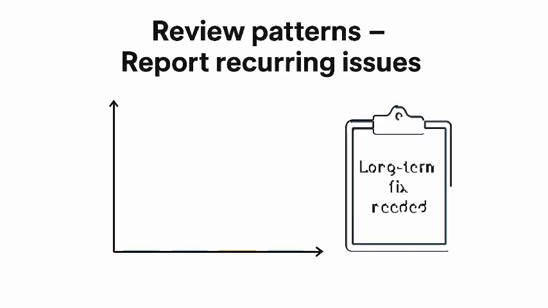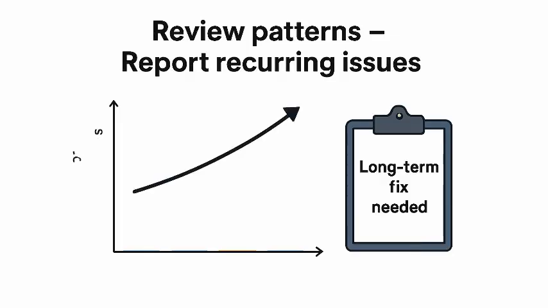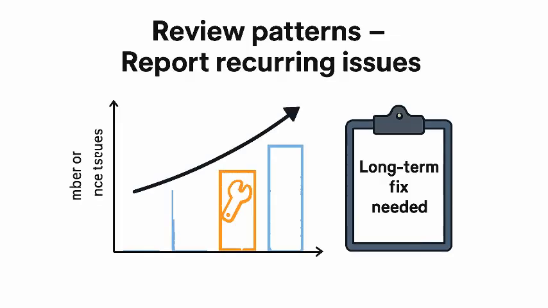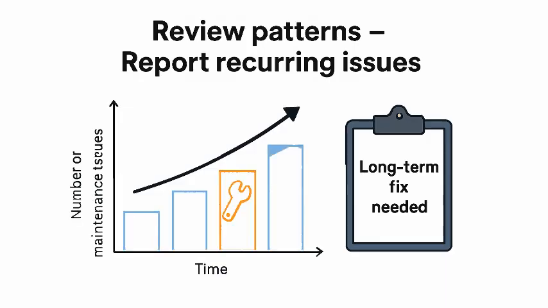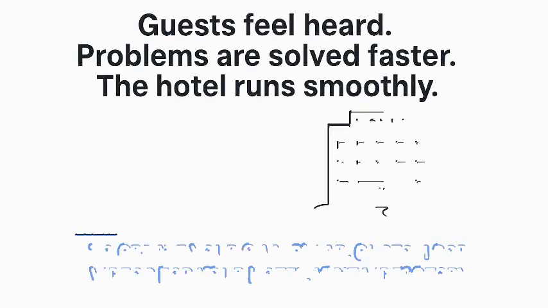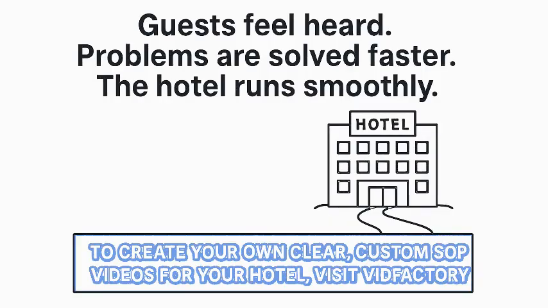Finally, review patterns. If the same problem happens often, report it so management can plan a long-term fix. When every team member follows this SOP, guests feel heard, problems are solved faster, and the hotel runs smoothly.